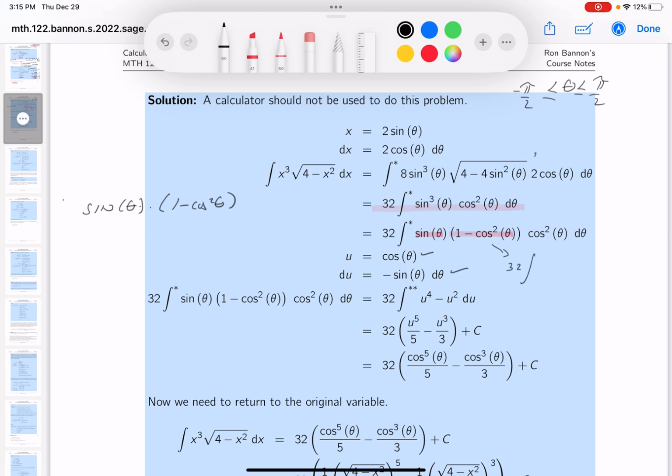Let's see. I see the sine theta d theta. That's actually minus du. All right? And then when I get over here, I get 1 minus u squared. And then I get u squared here. And what would that give me? Well, I'm going to pull the negative sign on the inside. So it's 32 times u to the 4 minus u squared du. Make sure you have that written down somewhere. And that's written right over here. All right, u to the 4 minus u squared.